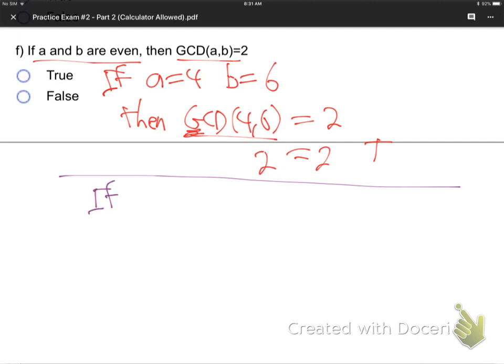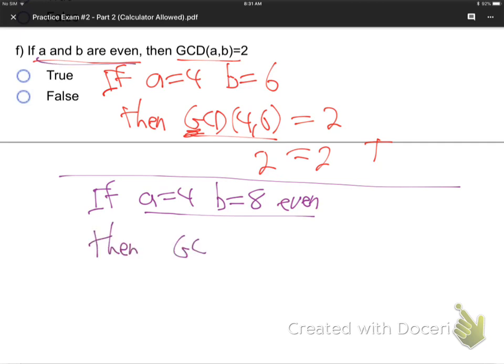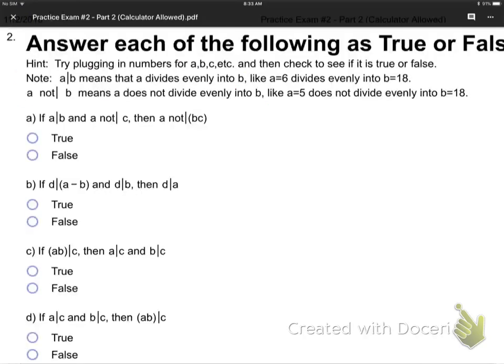Let's try some other numbers. What if A is 4 and B is 8? This is going to be more tricky. They're both even, right? So I met the if. I picked 2 even numbers. That's the if. Then they're saying whenever you pick 2 even numbers, the GCD will always be 2. Is it? What goes into 4 and 8? What's the greatest thing that goes into 4 and 8? 4, not 2. False. So this statement is sometimes false. So we say false. It's not always true.